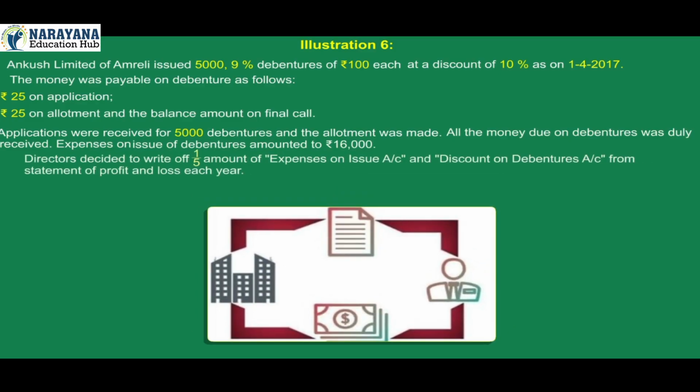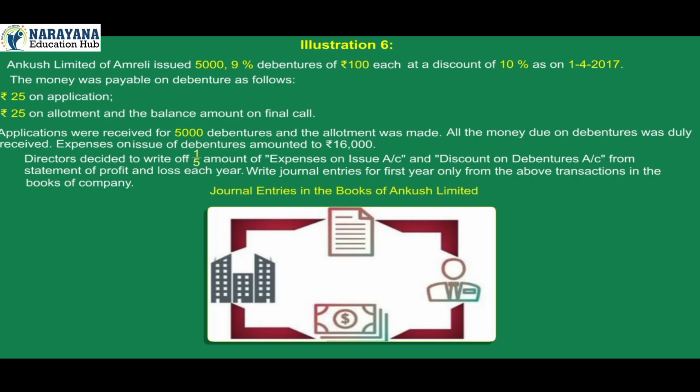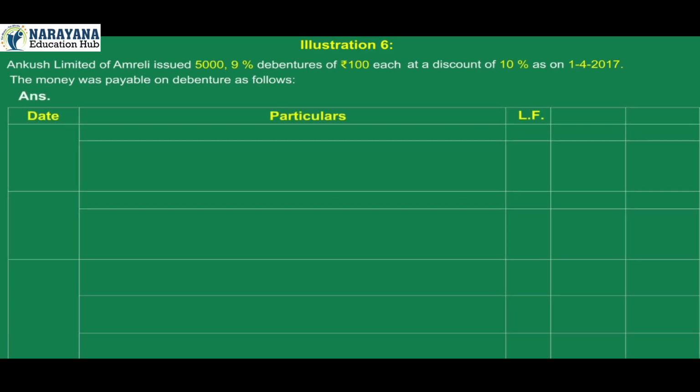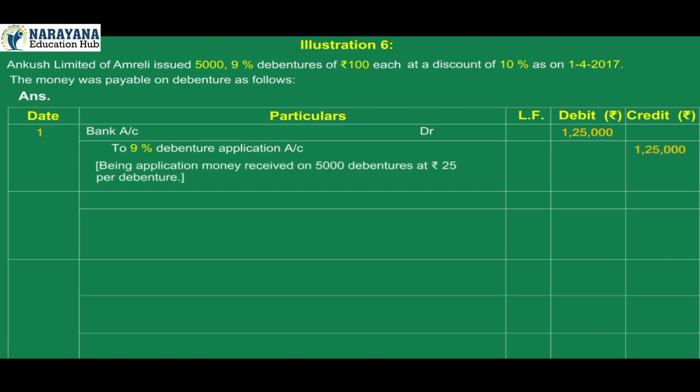Directors decided to write off 1/5 amount of expenses on issue account and discount on debentures account from statement of profit and loss each year. Write journal entries for first year only from the above transactions in the books of the company. Answer. Journal entries in the books of Ankush Limited. Date, particulars, ledger folio number, debit, credit. 1. Bank account debit 1,25,000 to 9% debenture application account credit 1,25,000. Being application money received on 5,000 debentures at Rs 25 per debenture.